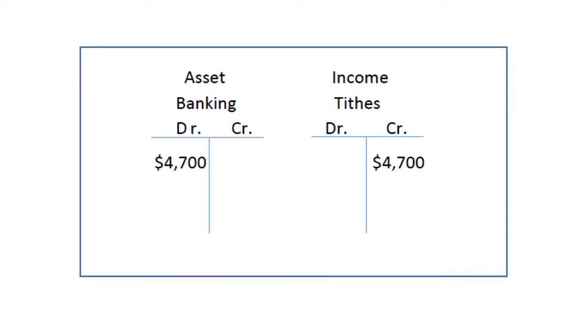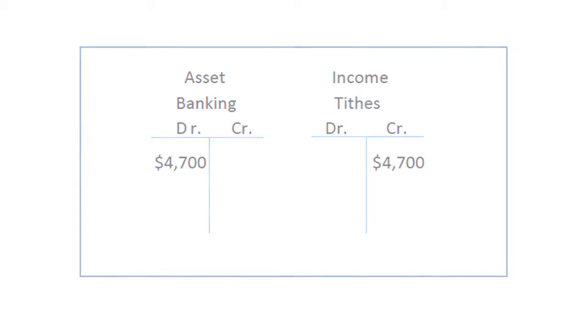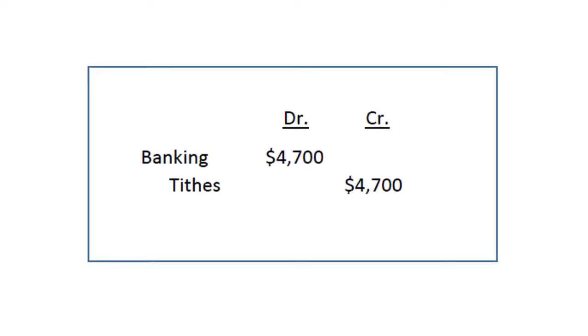Since the balance in the asset, in this case the bank account, will increase, the asset will be debited. Since the balance in the income, in this case tithes, will increase, the income will be credited. Notice the debit and credit amounts equal. Writing the entry in longhand would look like this.